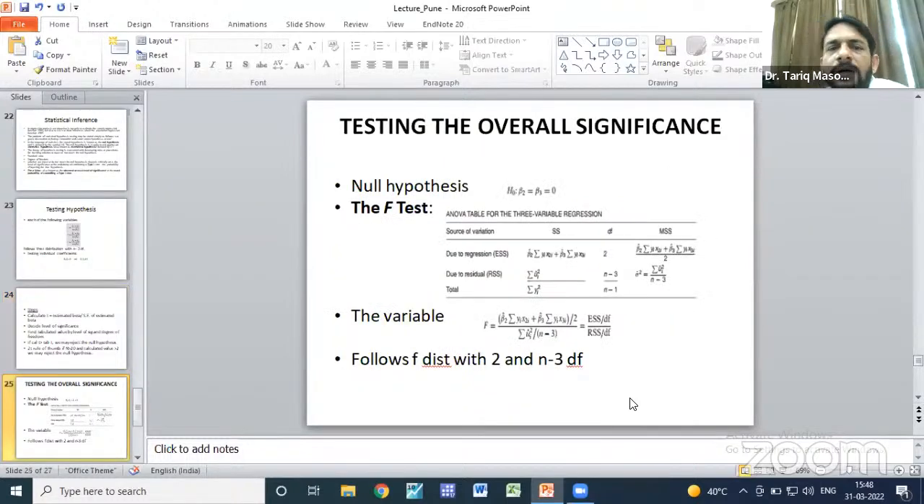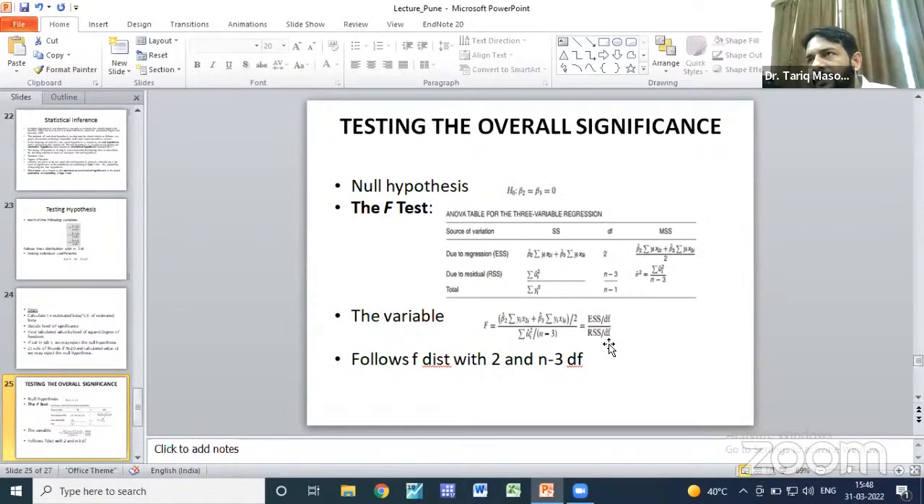Now next is overall significance, joint significance. Null hypothesis is beta 2 is equal to beta 3 is equal to 0. Okay, jointly they are equal to 0. For joint significance, we need the F test. The formula of the F test is explained sum of square divided by degree of freedom, divided by residual sum of square divided by degree of freedom.